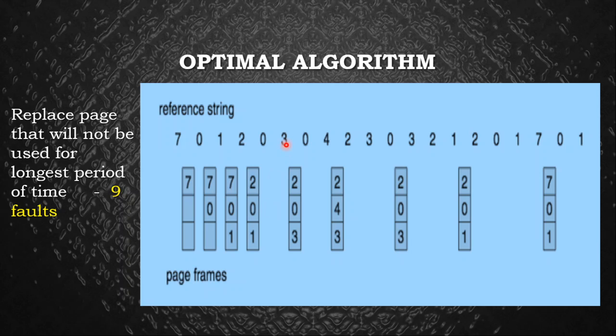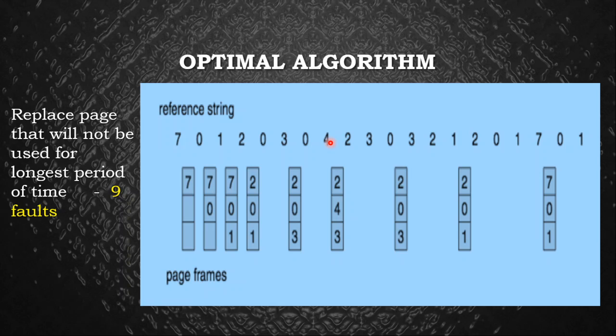And then 3. So how to insert this 3? Now check which can be removed, whether 2 can be removed, 0 can be removed, or 1 can be removed. We can see nearby here 0 and 2 are there, only 1 is a little bit farther, so we can remove this 1 because 1 is very far. We can remove this 1 and put this 3. Then again 0, no page fault, then I have to insert 4.